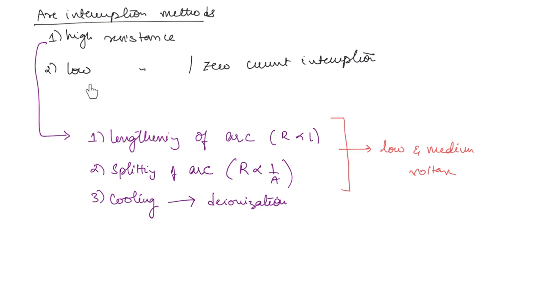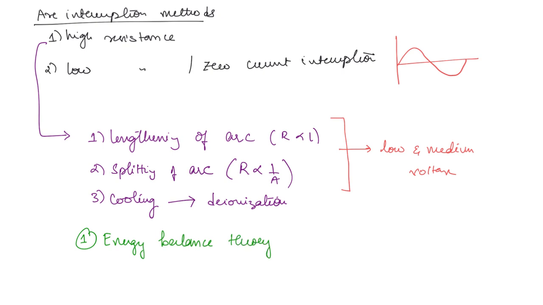The next one, which is the low resistance or the zero current interruption, is possible only for AC systems. What happens in AC systems? There is going to be alternating current, right? So when the current reaches a natural zero, then the arc is extinguished naturally. So this can be explained by two theories. Okay, the very first one is called the energy balance theory, and the second one is voltage race or Slepian's theory.